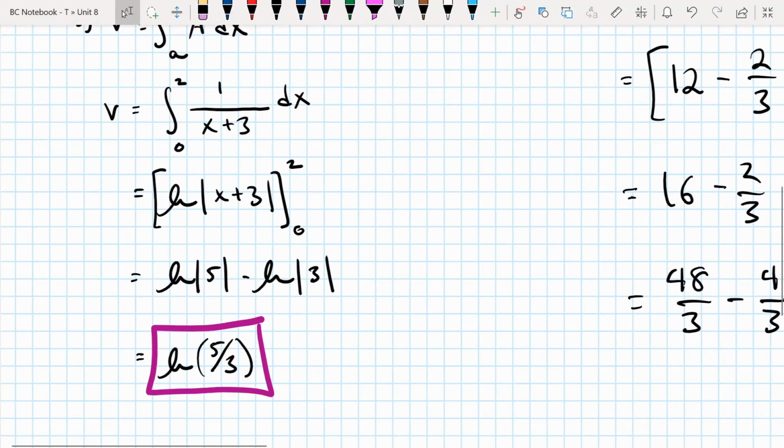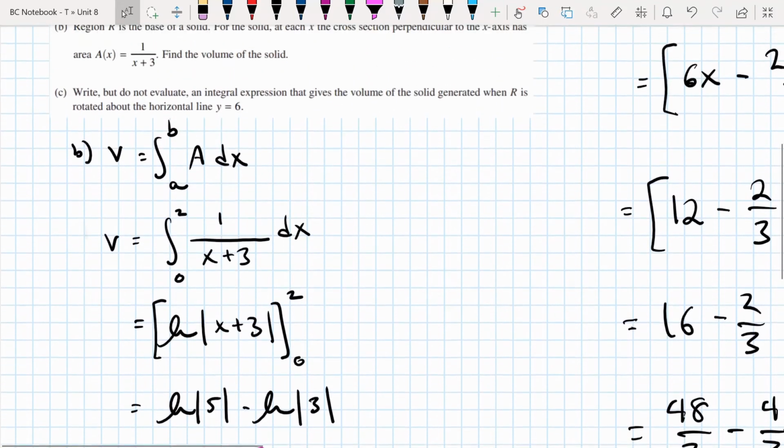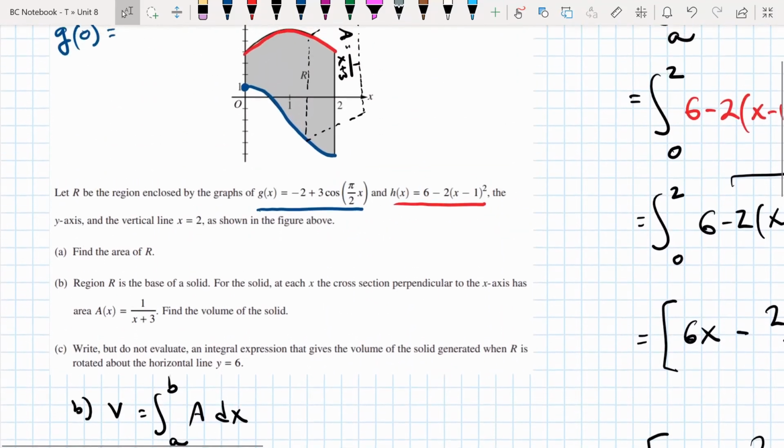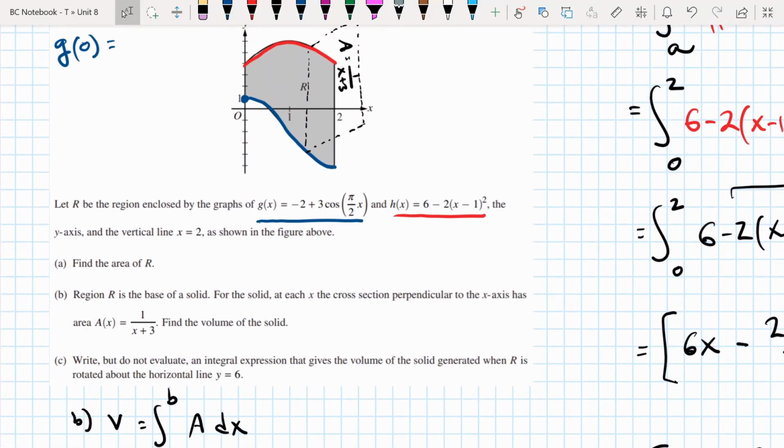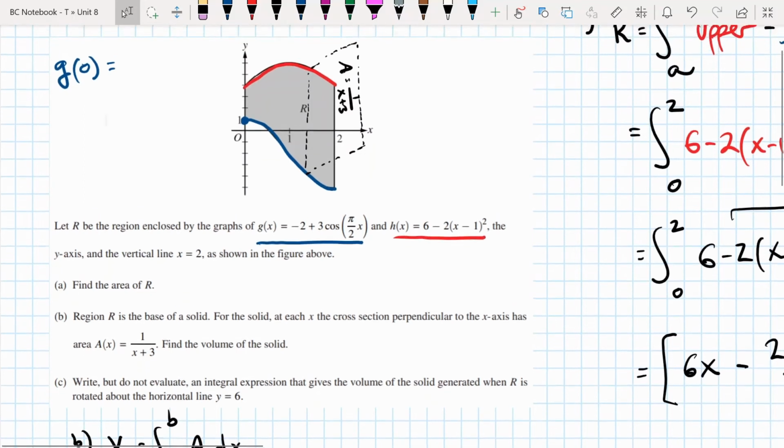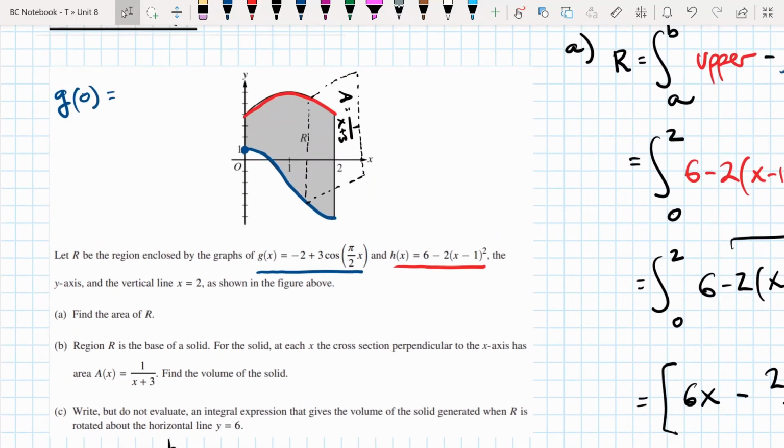The absolute value goes away. Well, you could write it in there, but it's redundant because 5/3 is a positive number. All right, and then lastly, let's write, but do not evaluate, an integral expression that gives the volume of the solid generated when R is rotated around the horizontal line y equals 6.